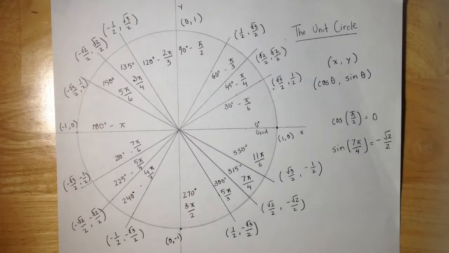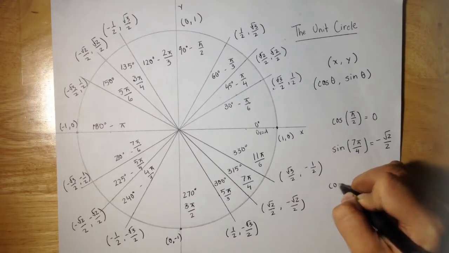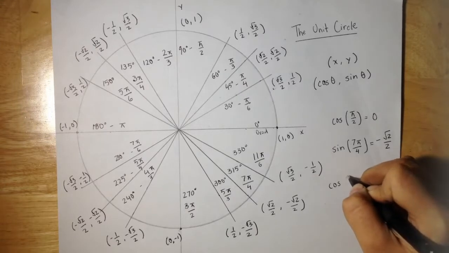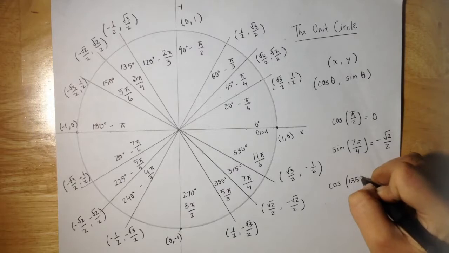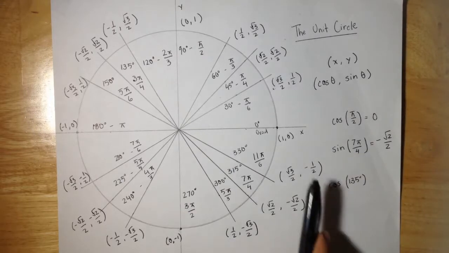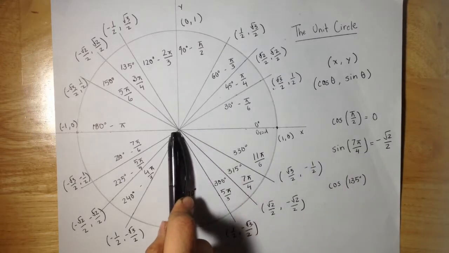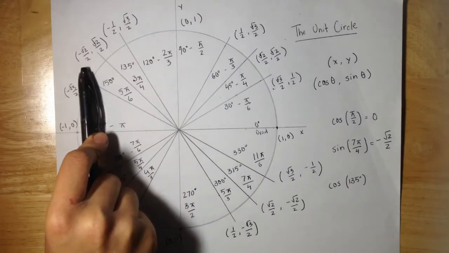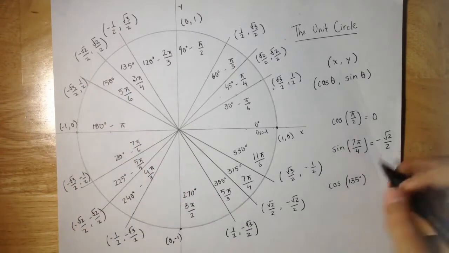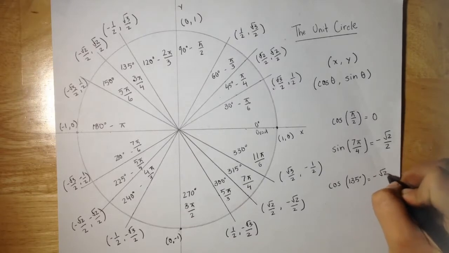And a final example, if we're asked to state the cosine of, let's say, 135 degrees. We locate 135 degrees on this circle, look at the x-coordinate, because cosine corresponds with the x-coordinate, and we find that it is negative radical 2 over 2.